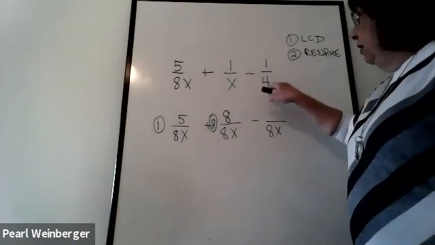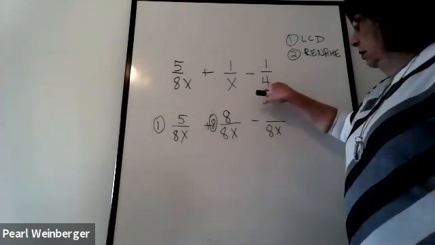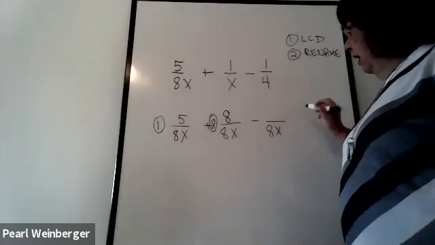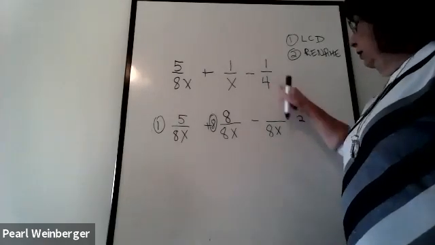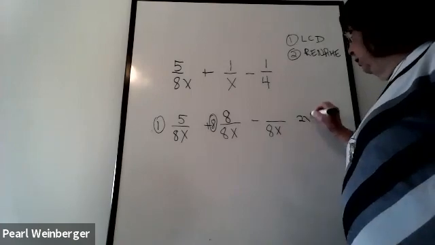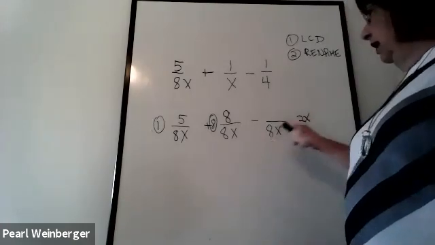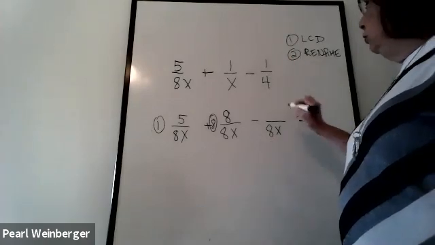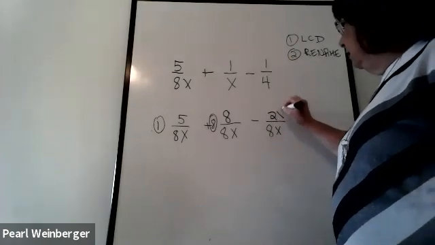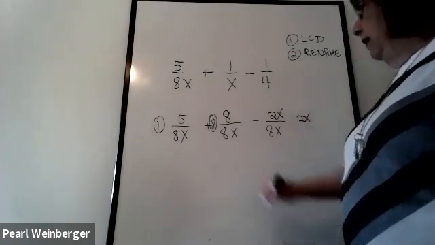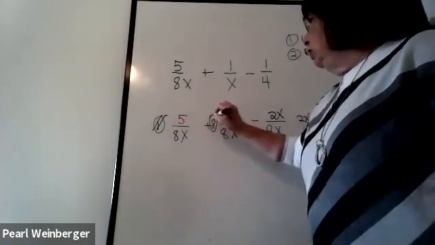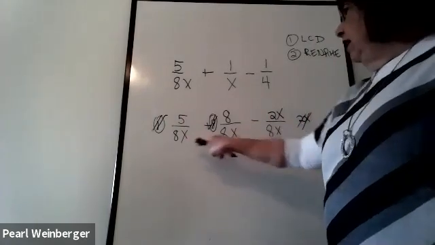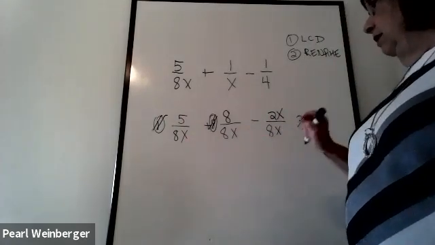And finally, I go to this third fraction. This is a 4. 4 into 8 is 2. And there's no x in the 4, so 4 into 8x gives me 2x. I have to multiply this one by 2x. That gives me a 2x. These were just helpers. We don't need them anymore. We now have the right common denominator.